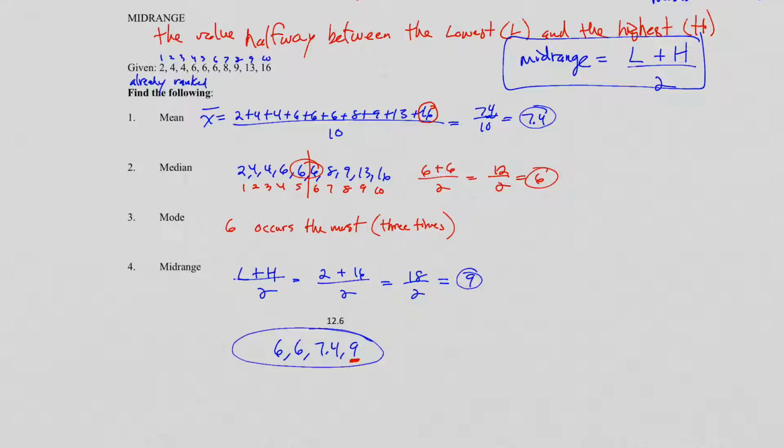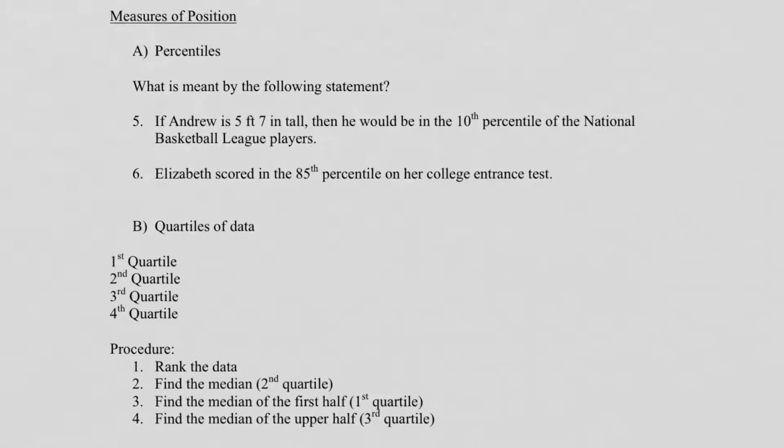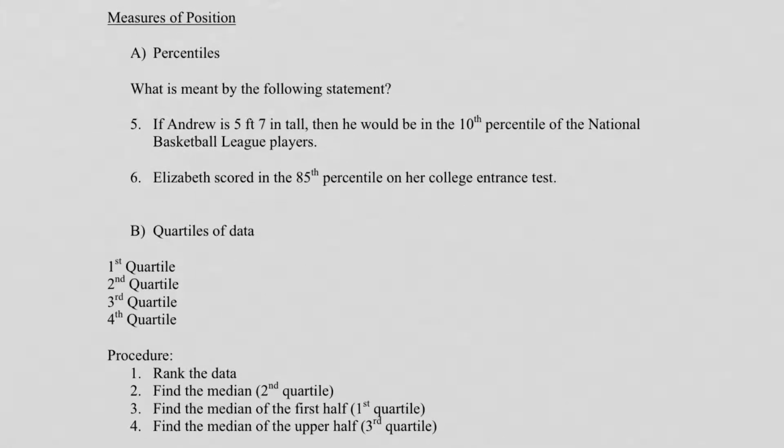measures of position. Instead of only talking about the center, now we're going to look at measures of position. So the first topic is percentiles. What is meant by the following statement? If Andrew is 5 feet 7 inches tall, then he would be in the 10th percentile of the National Basketball Association players, or NBA.